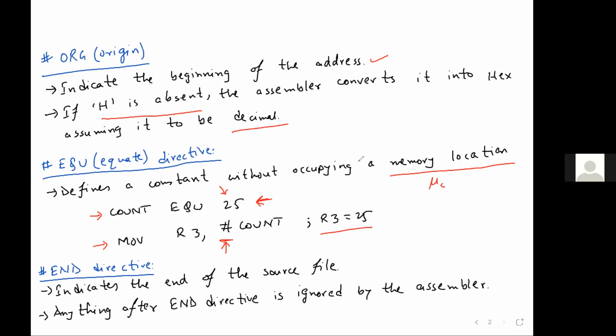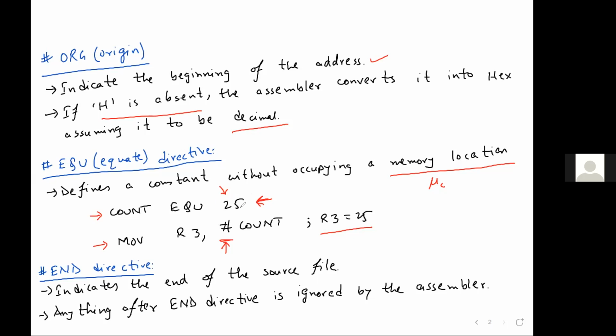Sir, can you explain the hash part again? Why do we use hashtag? The difference is, when you provide hashtag, it means you want to store the specific value, the numerical value or the number. That is what we want to move. When you do not provide hashtag, we mean to move the content of the address.